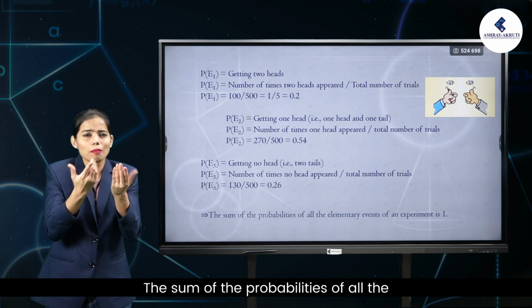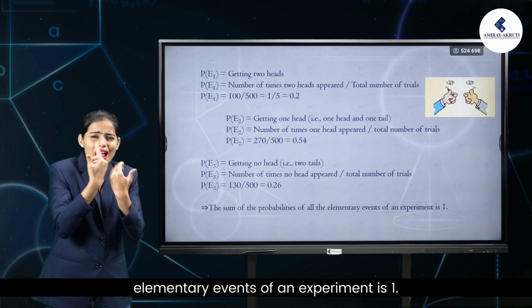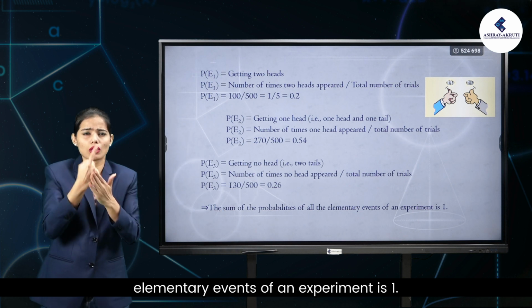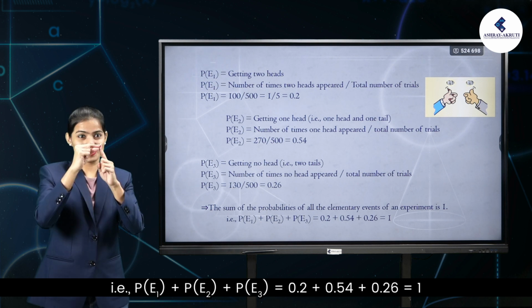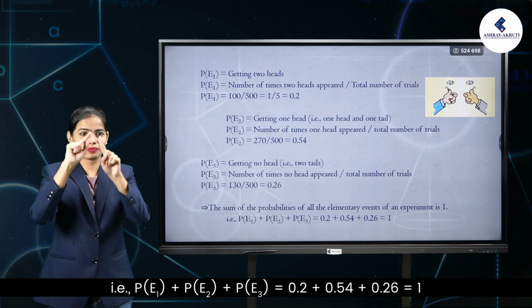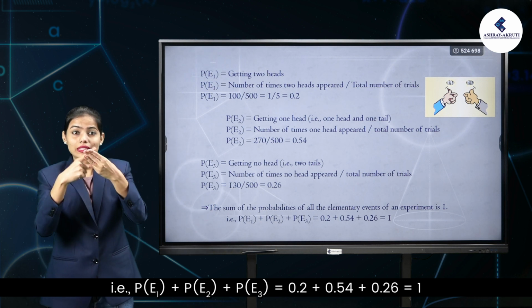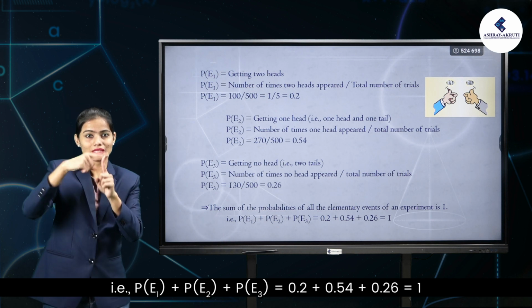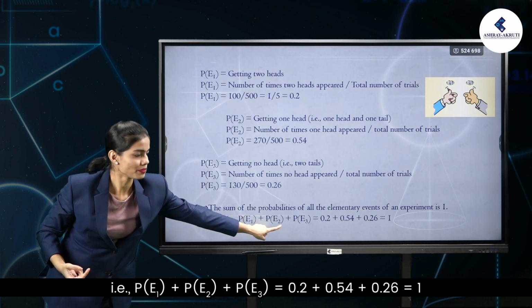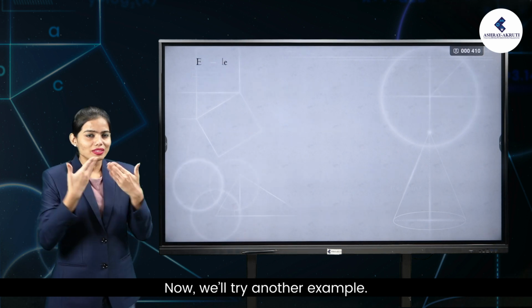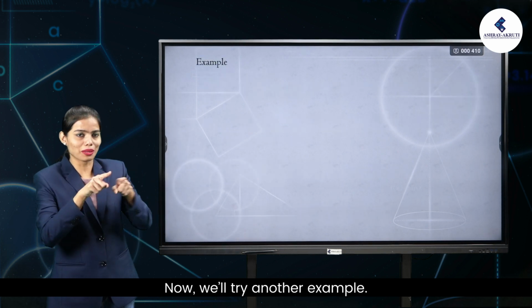The sum of the probabilities of all the elementary events of an experiment is 1, that is P(E1) + P(E2) + P(E3) = 0.2 + 0.54 + 0.26 = 1. Now we will try another example.